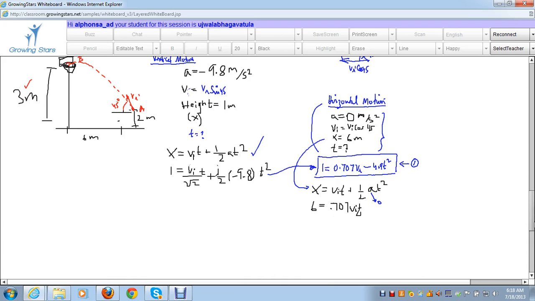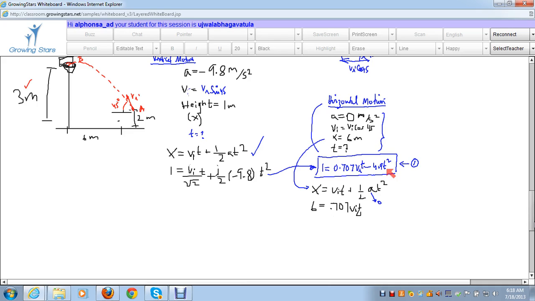Oh, here we missed that T, isn't it there? That's T there, okay? In the first equation. We missed that. See that? It's VI T plus half A T squared, okay? Now here it's 6 equal to 0.707 VI T, okay?